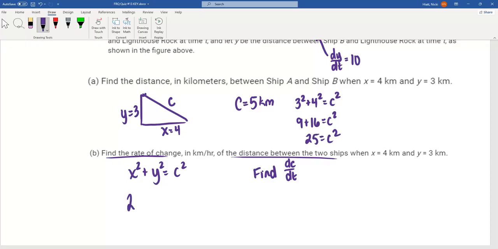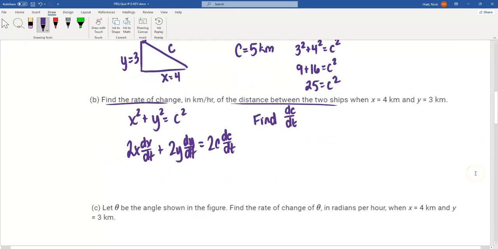So I'm going to have 2x dx/dt plus 2y dy/dt equals 2c dc/dt. And then I can plug in my values. So I've got 2 times 4, and we set up there that dx/dt was negative 15. I've got 2 times 3, and dy/dt was 10.